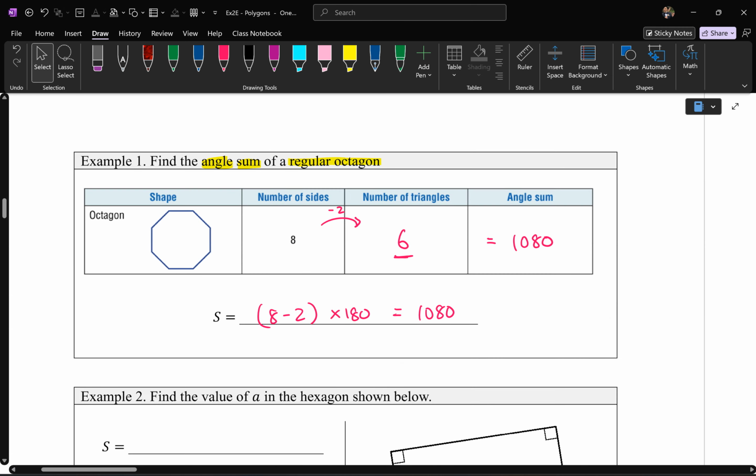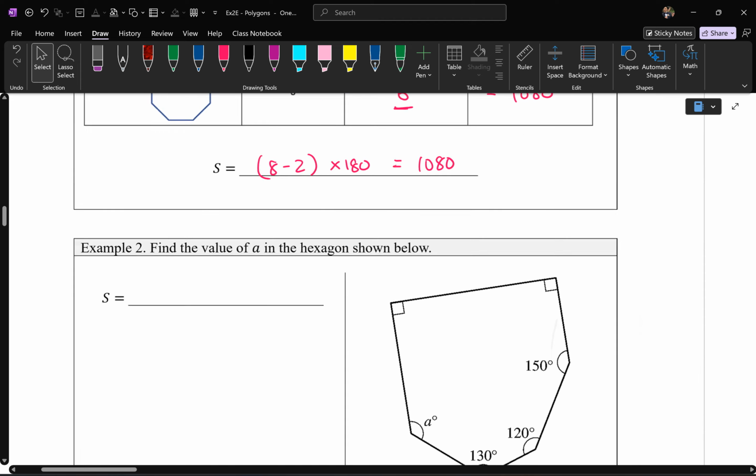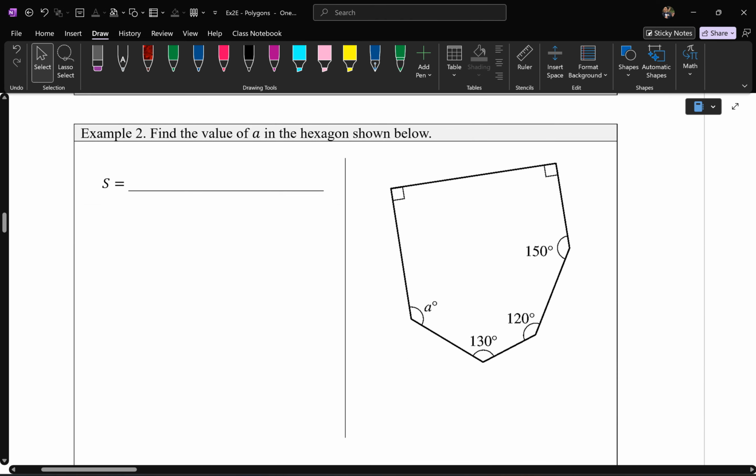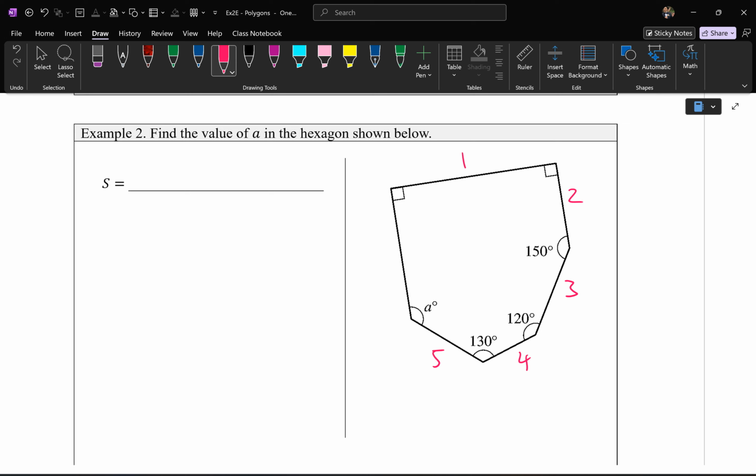Example 2. Let's copy this down. You've got a hexagon. Now that's not your typical hexagon. It's not a regular one. This one has 1, 2, 3, 4, 5, 6 sides. If it has 6 sides, we need to know, if we add all the angles together, what should it equal?